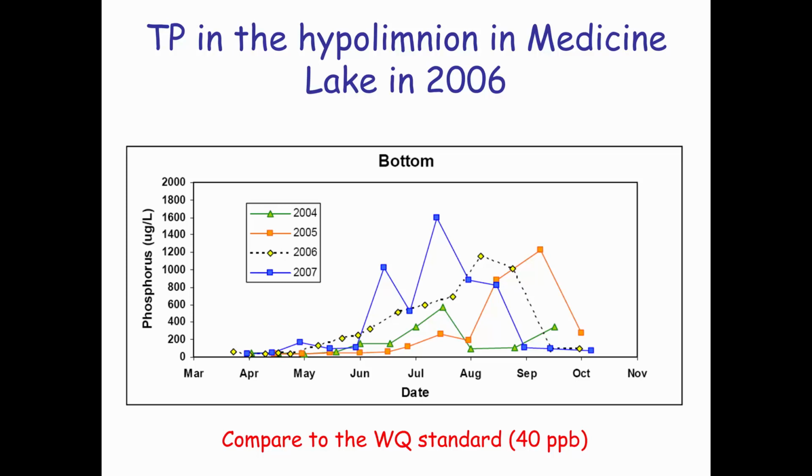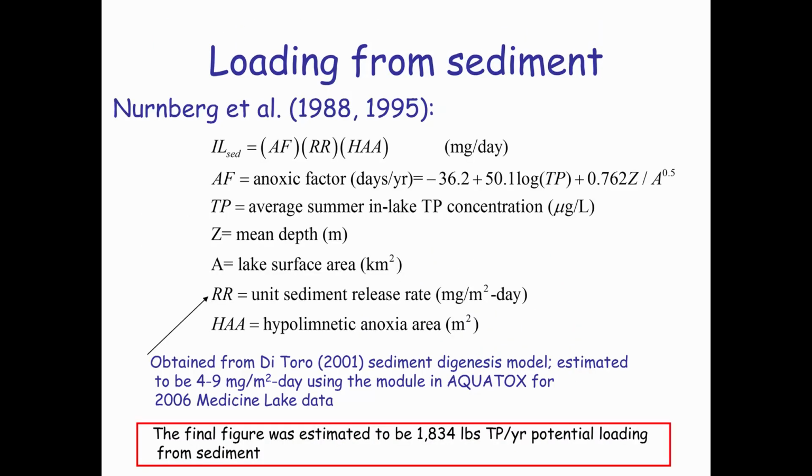And in 2004, the maximum value is about 600 microgram per liter. So you can imagine that if this water near the bottom of the lake, which has very high total phosphorus concentration, is mixed with the surface portions of the lake, that would greatly increase the phosphorus that would be measured during the sampling times. All right, so this Nuremberg model is shown here.